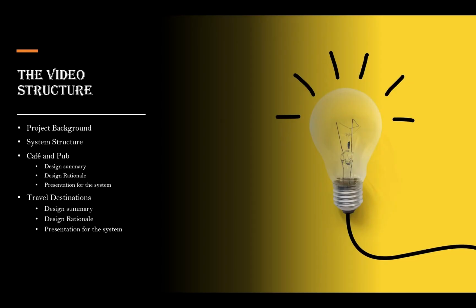Welcome to our introduction to the GEOM90007 Finder project, an interface system serving tourists visiting Melbourne city. In this video, we will first introduce the project background, then the system structure will be shown. We've split the topic into two themes, cafe and pub, and travel destinations, which will show charming places information to audiences. Each of them will be introduced with the same structure shown on this page.